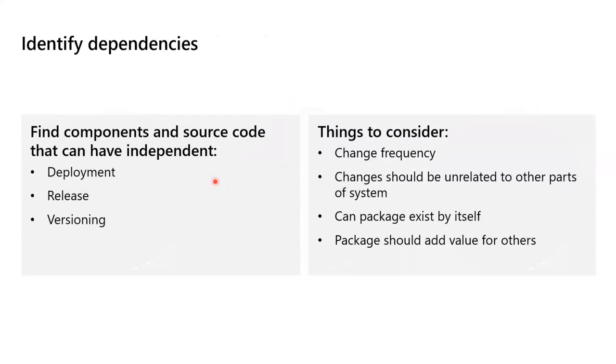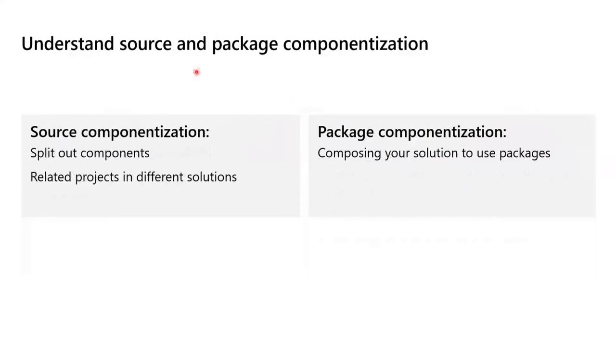You should find the components and source code that can have independent deployment, release, and versions, and you should consider the frequency that you are going to change this. Changes should be unrelated to other parts of the system. The package can exist by itself, and the package should add value for others. So what is source componentization? It splits out the components. It can be related to projects in different solutions. And package componentization is composing your solution to use packages.